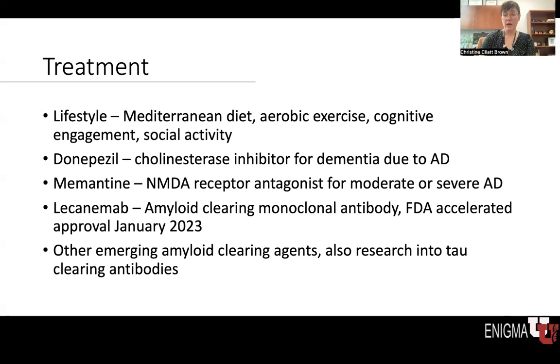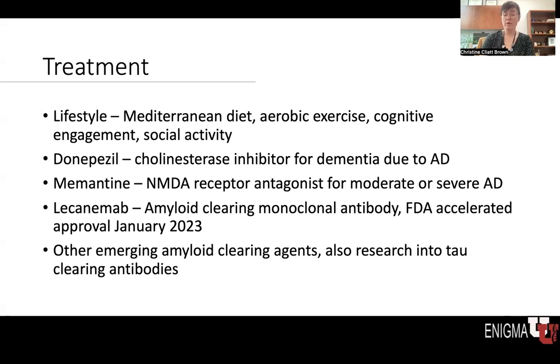And then a more recent development, we have these amyloid clearing therapies. There is lecanemab. This was recently approved by the FDA in January of 2023 under the FDA's accelerated approval pathway. This is an antibody that helps to clear amyloid from the brain. So this one actually does change what's happening in the brain.